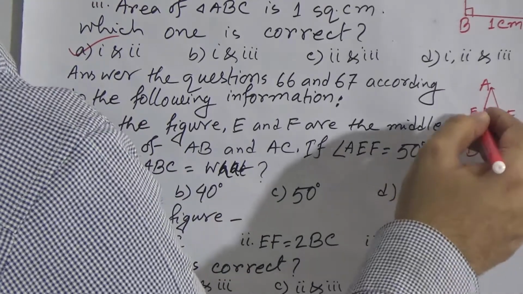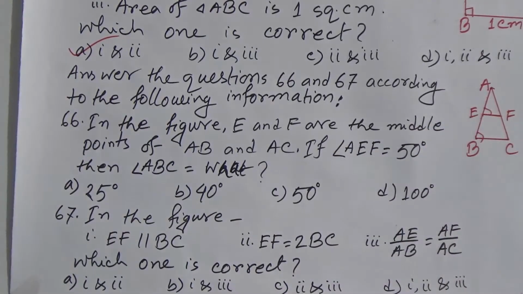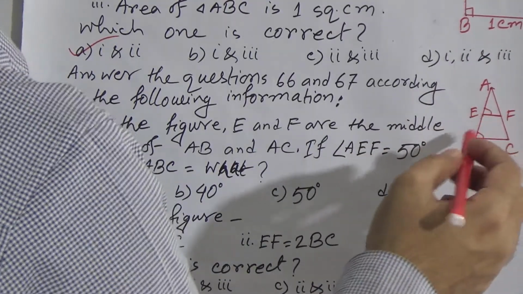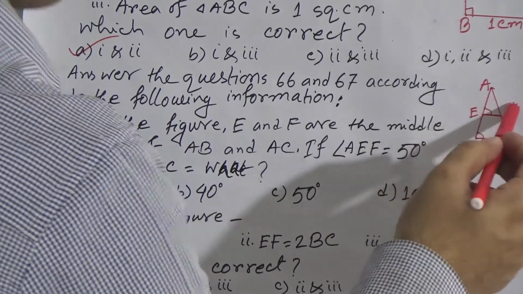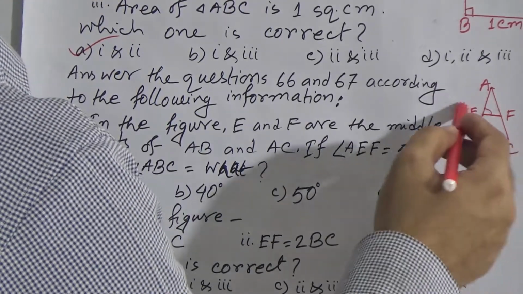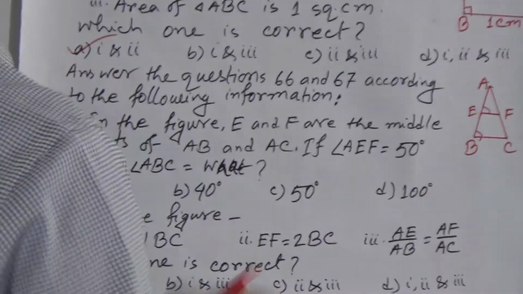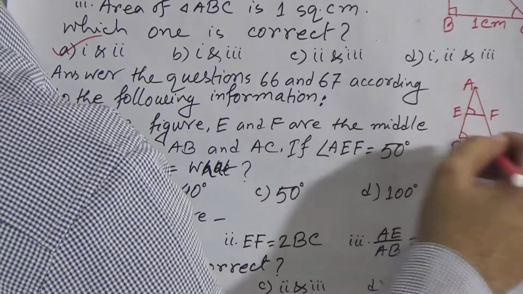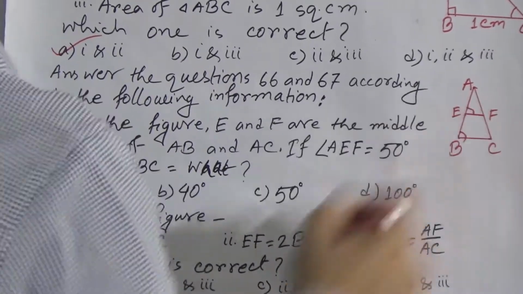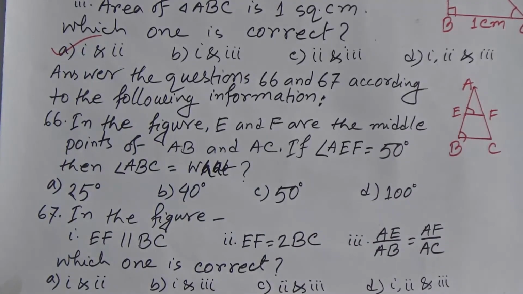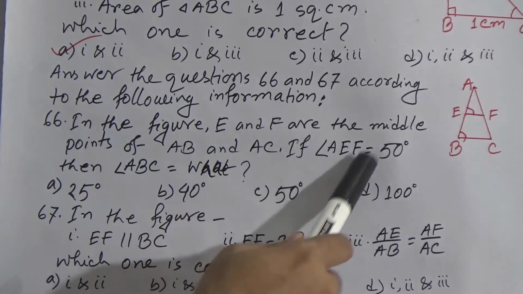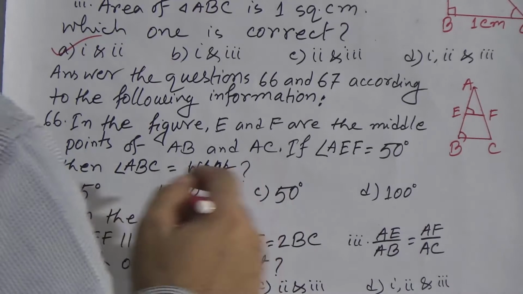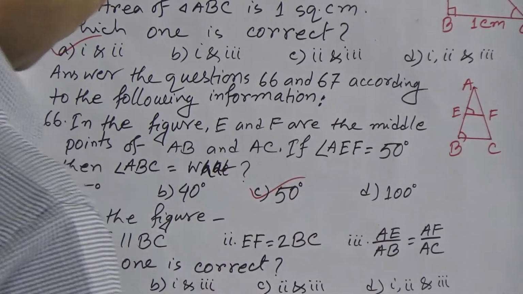Dear students, now see, as E and F are the midpoints of AB and AC, if you join these two midpoints, you will get a line that is EF. EF must be parallel to BC. As EF and BC are parallel, we can say these two angles, angle AEF and angle ABC, are corresponding angles. So these two angles are equal. So angle ABC must be equal to AEF, meaning 50 degrees. So our required answer for question 66 is C, 50 degrees.